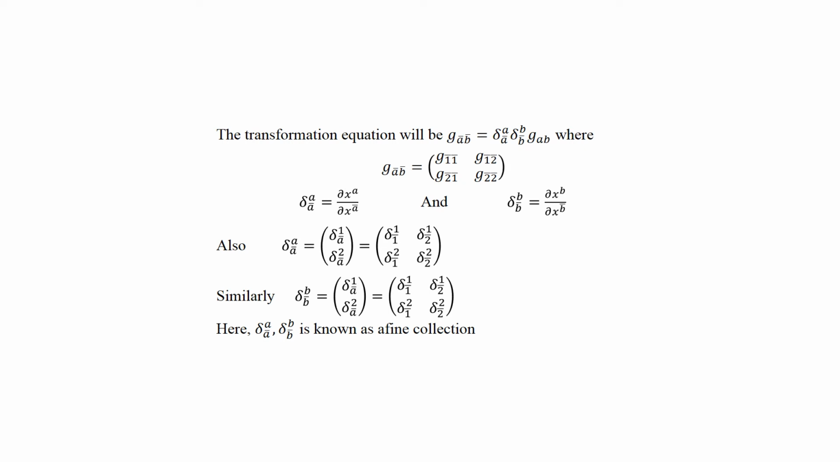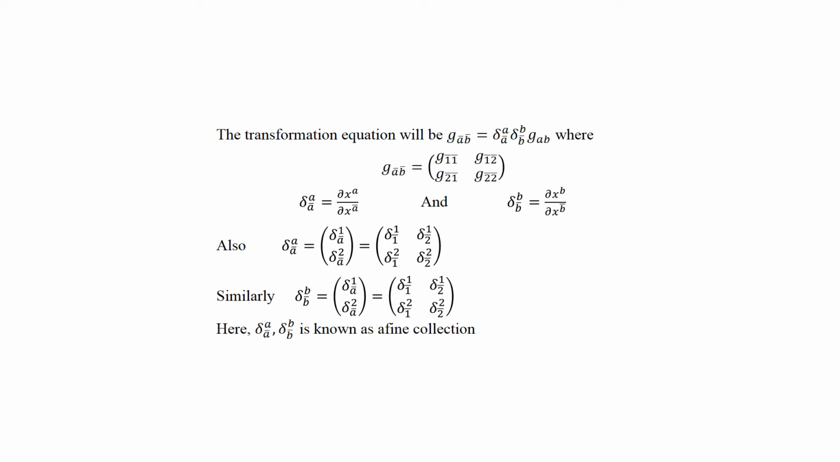The transformation equation will be g a bar b bar is equal to delta a bar delta b bar g a b, where g a b in matrix form is g11, g12, g21, g22. As we know from the affine connection, delta a bar is equal to partial x a bar, and delta b bar is equal to partial x b bar. Also, delta a bar is equal to delta 1 a bar, delta 2 a bar. We just give the variation to the contravariant index a. The variation is 2 as we have only two variables.